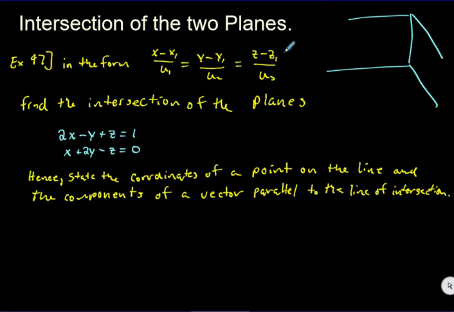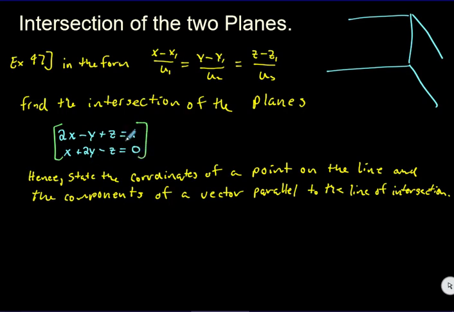It says find the intersection of the planes, and we want to write it in this form. Hence, state the coordinates of a point on the line and the components of the vector parallel to the line of intersection. So first, let's find out, and if you look at this one, it's pretty simple.